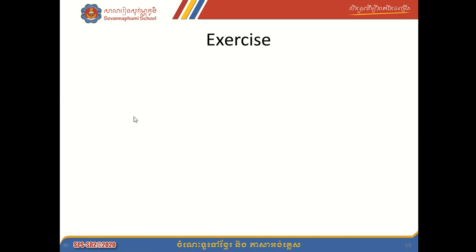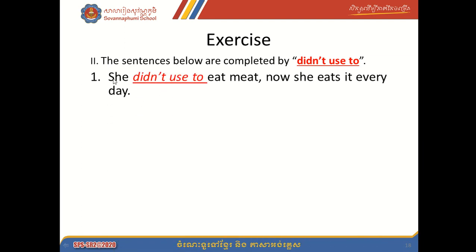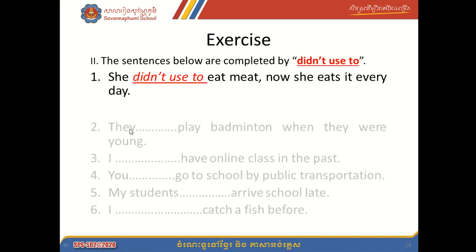Another exercise. The sentences below are completed by didn't used to. Example: she didn't used to eat meat. Now she eats it every day. She didn't used to eat meat. Now she eats it every day.